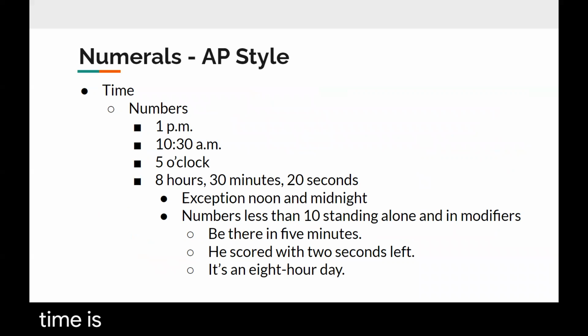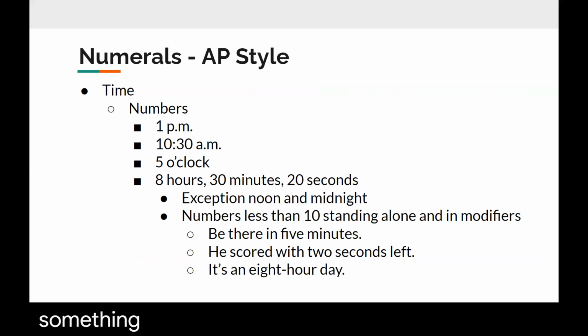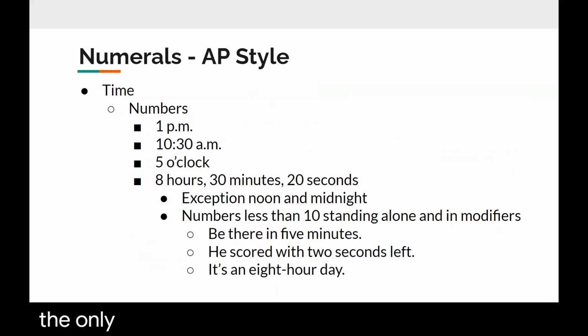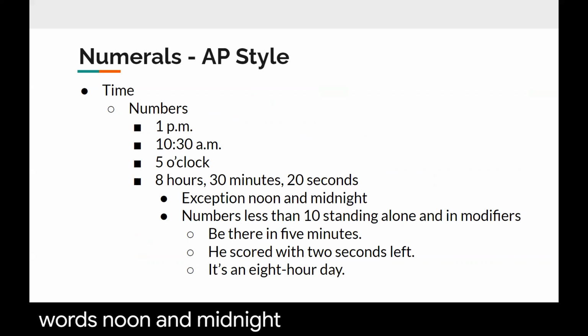Time is typically always written in the numeric format. So 1 p.m., 10:30 a.m., 5 o'clock. If you're timing something and you're wanting to give out its full time, 8 hours, 30 minutes, 20 seconds. The only exception to the time rule using numeric figures is noon and midnight. You're going to use the words noon and midnight to refer to those exact times.